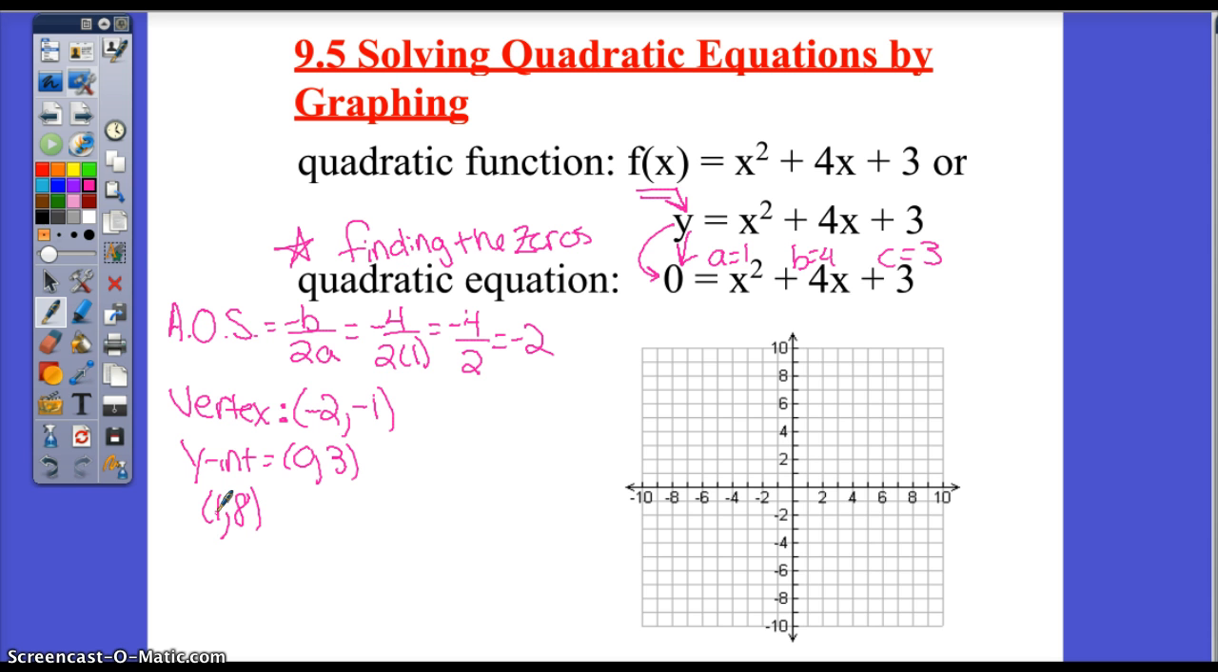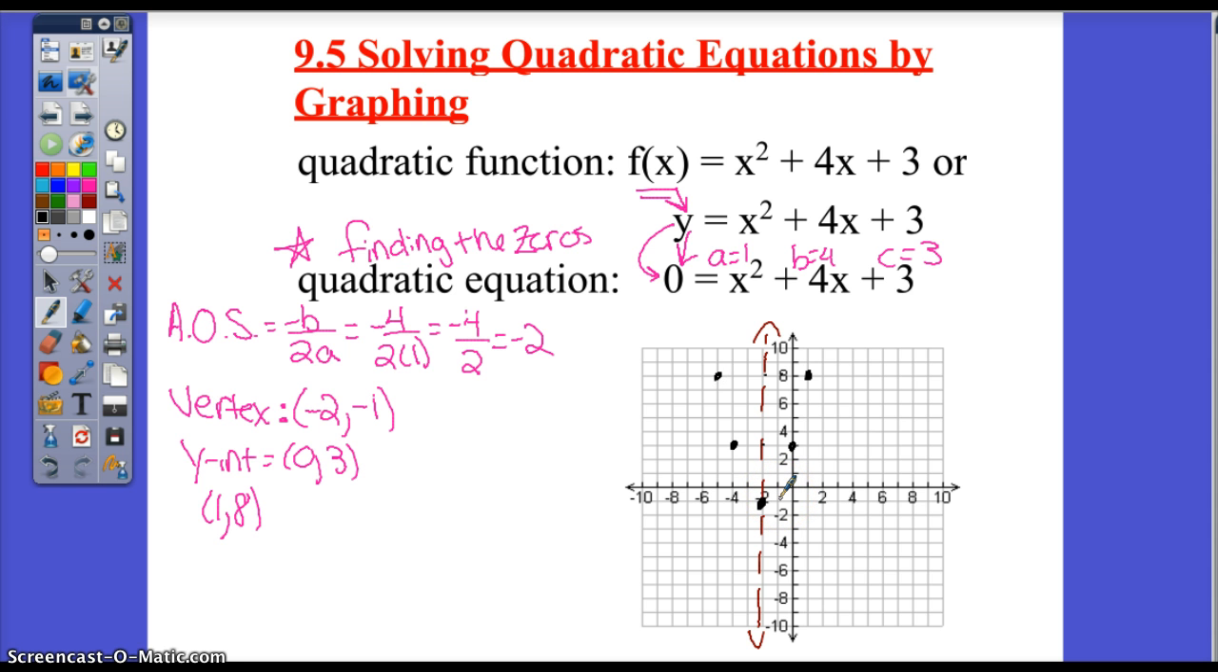So let's just go ahead and graph what we do know. We'll graph our axis of symmetry first. Our vertex, -2, -1. Our y-intercept, 0, 1, 2, 3. And then we'll go over 1, 2. Then we knew 1, 8, 1, 2, 3, 4, 5, 6, 7, 8. And then 1, 2, 3. But we don't have the zeros. It looks like it would be where x is -1.